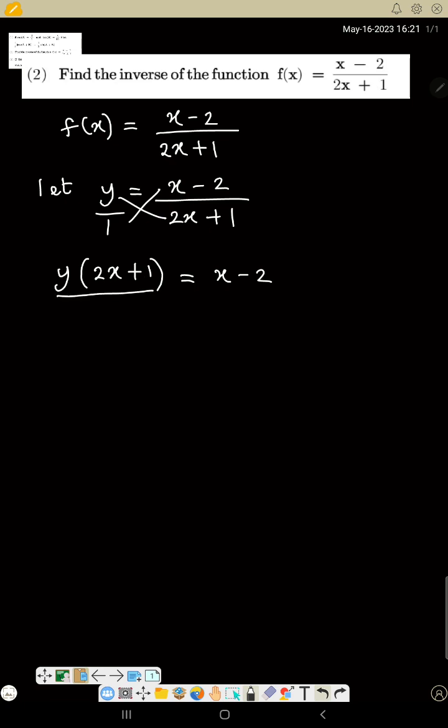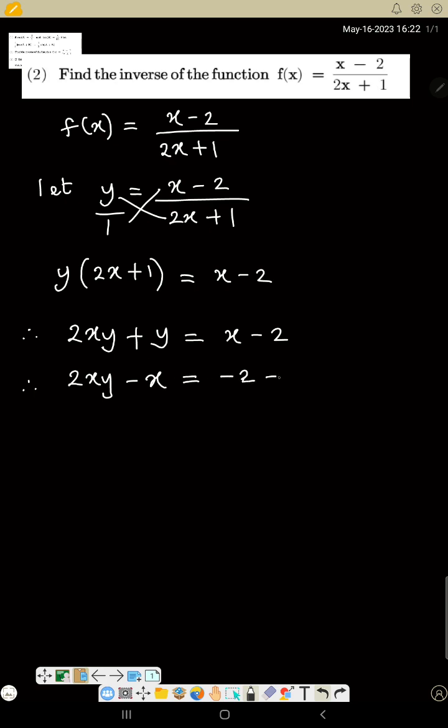So now use the y to open the bracket. So this will be 2sy plus y, that is y times 2s, then plus y times 1, y, is equals to s minus 2. Now collect like terms. So 2sy minus s is equals to minus 2 minus y.